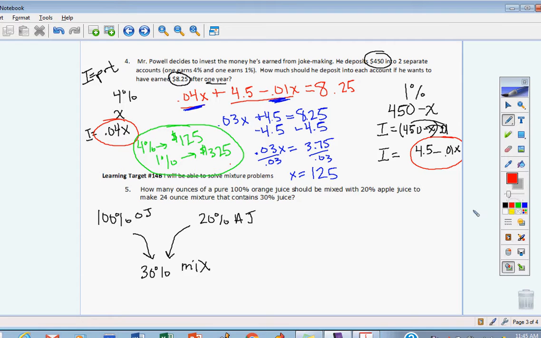So that's just the percentages. One thing at play is the percentages. The other thing at play is how much I actually have. So it tells me I have 24 ounces of the mixture. So I start with that down here. I have 24 ounces. All right, well, what does that mean? Well, it means I don't know what I have here, but this one over here has to be 24 minus x.